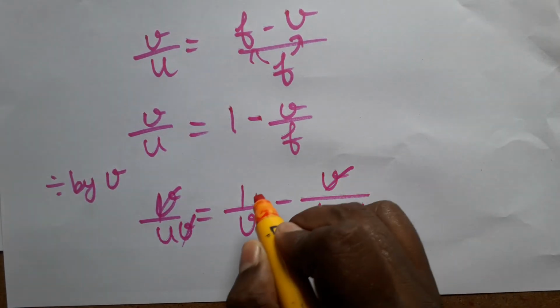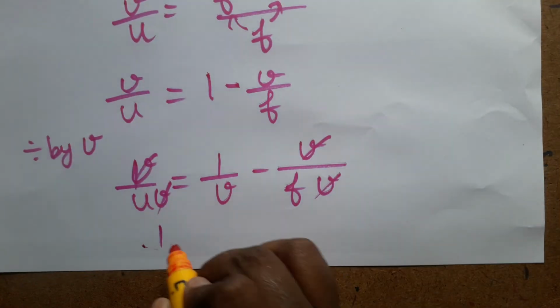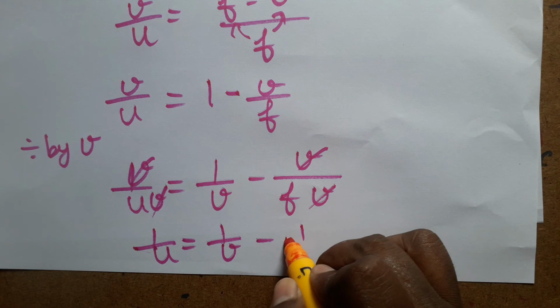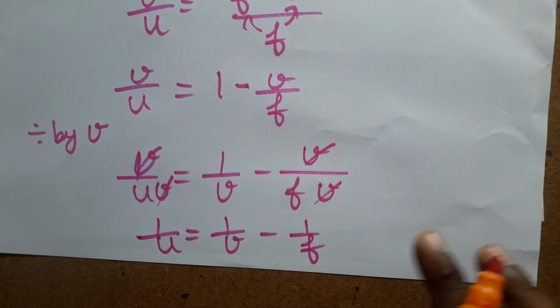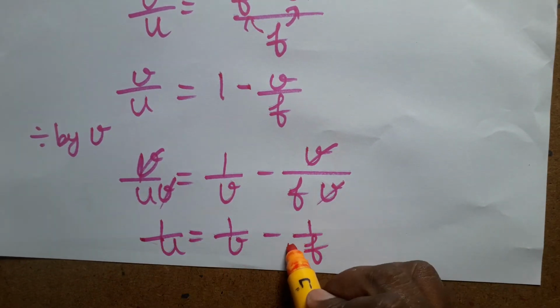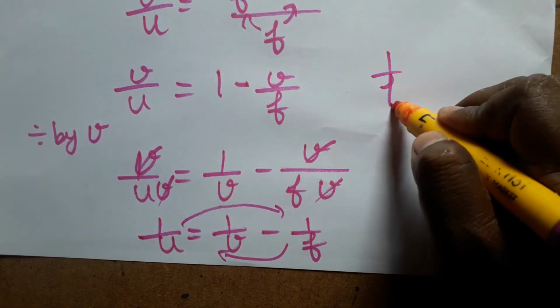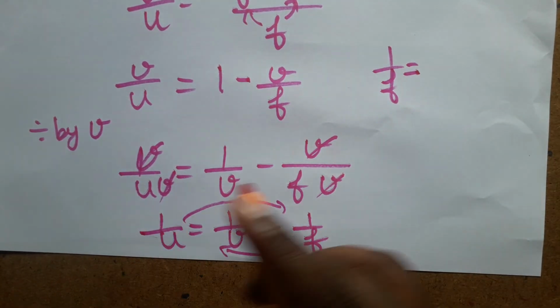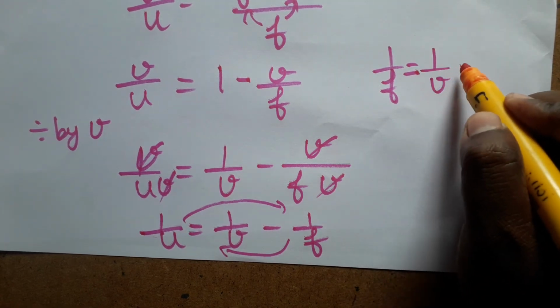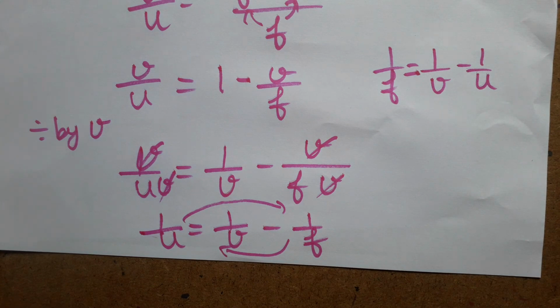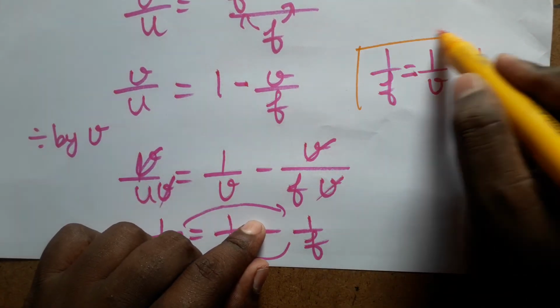So now 1 divided by U is equal to 1 divided by V minus 1 divided by F. I am going to take this to the left side and bring this to the right side. That means 1 by F is equal to, the minus sign becomes a plus sign, 1 divided by V minus 1 divided by U. So we proved the focal length of the convex lens.